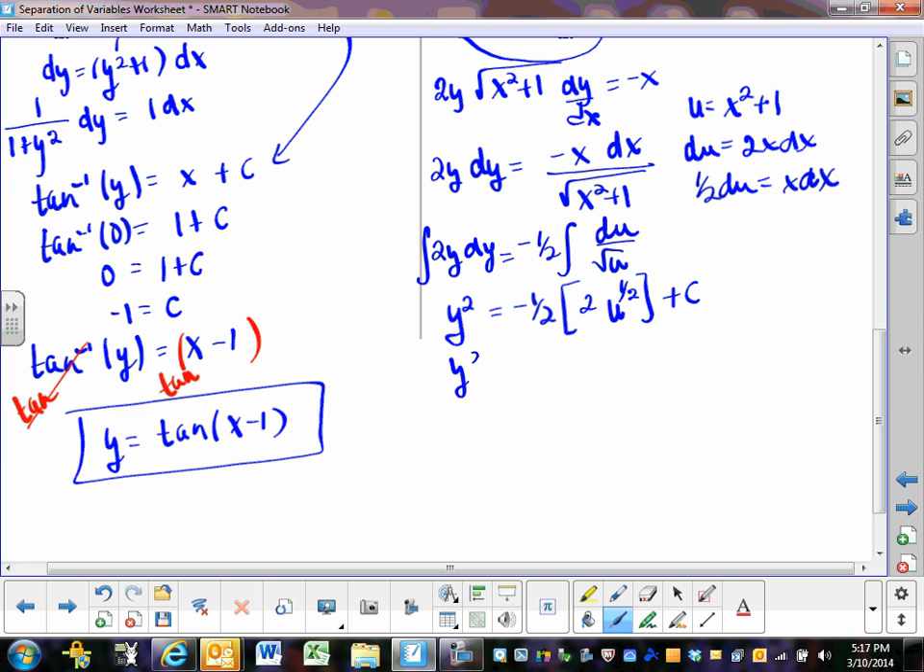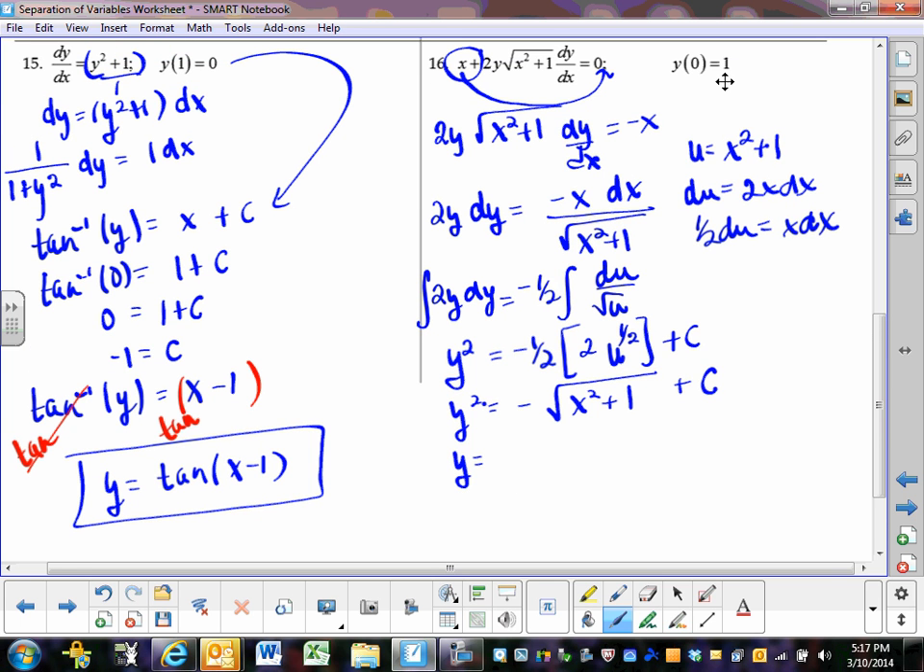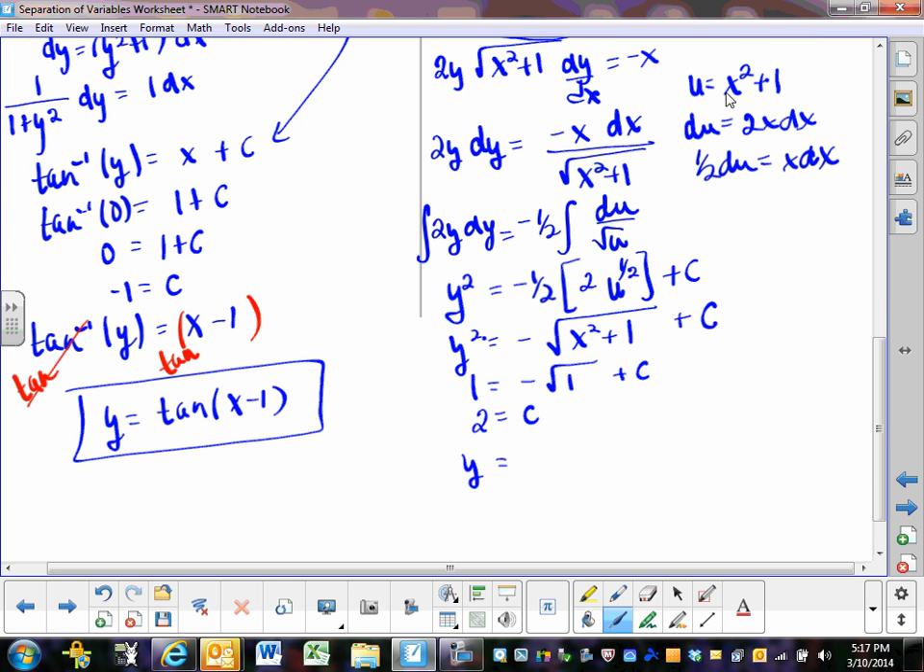Okay, for the next question, I'm going to consider this to be over 1. So we're going to get dy equals y squared plus 1 times dx. So when I divide, I'm going to turn that around because I recognize the pattern is inverse tangent. So we have tan inverse of y equals x plus c. Using my initial condition, tan inverse of 0 equals 1 plus c. 0 equals 1 plus c, so negative 1 is c.